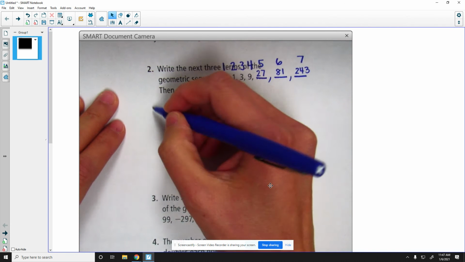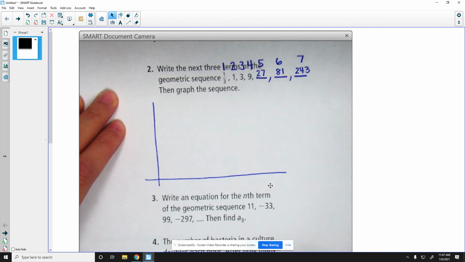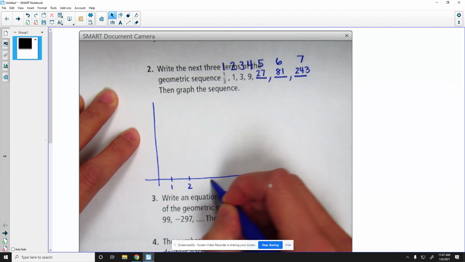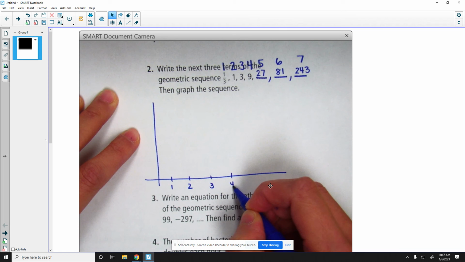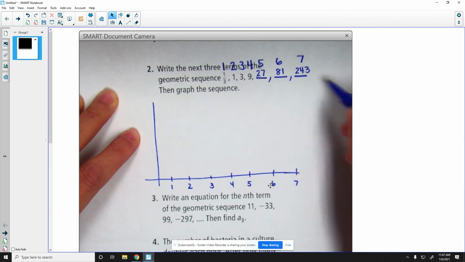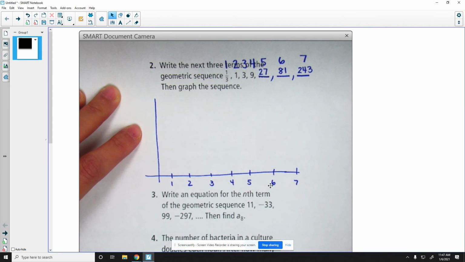We don't have graph paper, so let's just sketch it out. At least for my x's, it's just 1, 2, 3, 4, 5, 6, 7. Wait, are these numbers always the y? Yes. Okay. Always going to be, yeah. Your answers to your sequence will always be the y's. And the term number will always be your x.